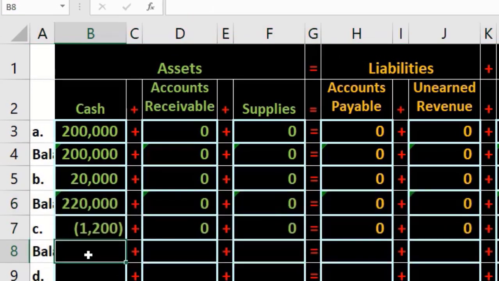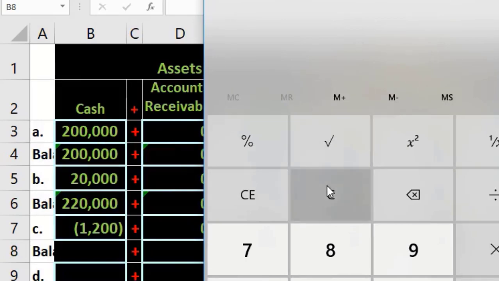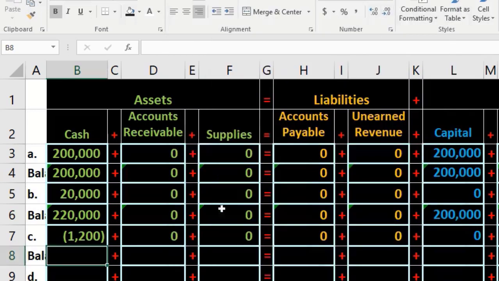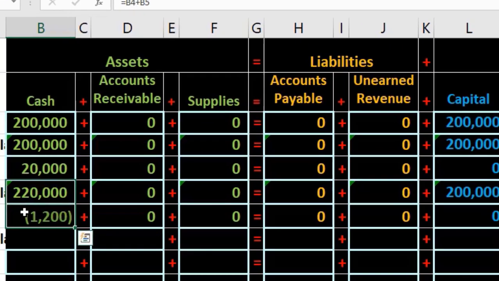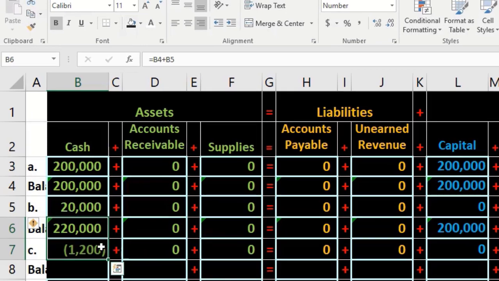Now, if I was to do this with a calculator, then we should have 220,000 minus 1,002. Now, if we're working in Excel, however, we need to be mindful of whether or not this number is a negative number or not. So this number we represented as a negative number. Therefore, what we need to do is this plus this cell. If I sum these two up, we get the 218.8, meaning it subtracted it. Why? Because this is a negative number.